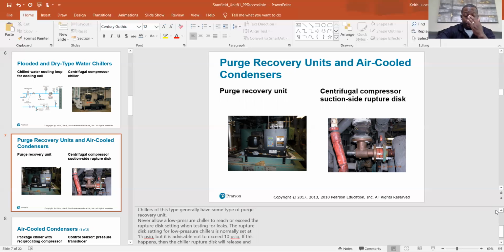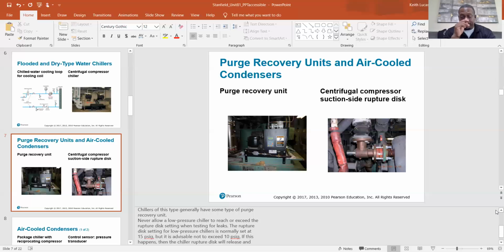And then as far as the recovery unit, like it said, the suction, the evap coil, operates at a negative pressure. So if there's any leakage in the system, it's going to be drawing air in from outside. And you don't want that extra air inside of your system. You want nothing but refrigerant in your system.